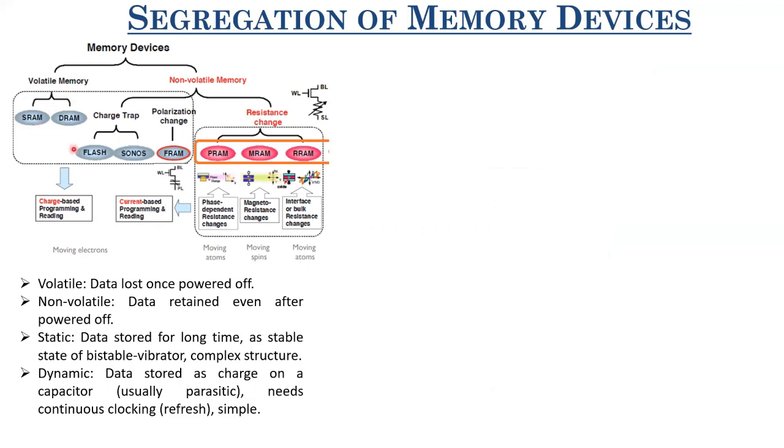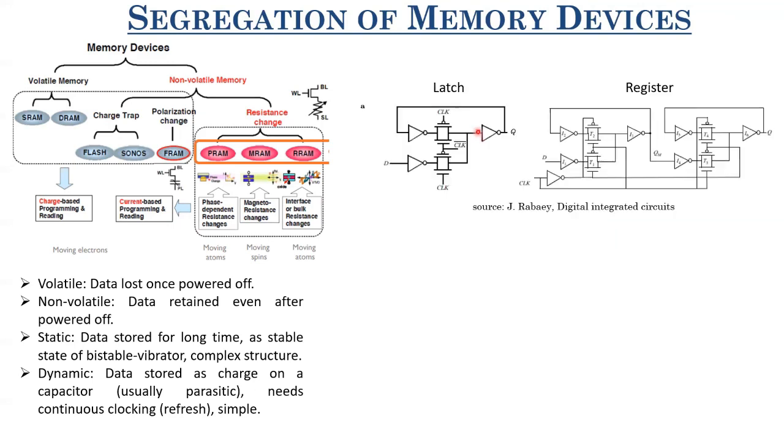So what is static memory? Static memory is used when the data has to be stored for a long time, and typically they use the stable state of a multi-stable vibrator or bistable vibrator. Typically you see these multiplexer based latches, these are examples of static memories. If you combine two latches in a master-slave configuration, you arrive at a register.